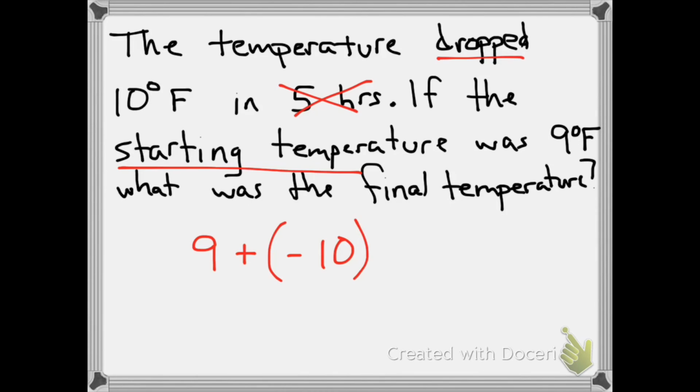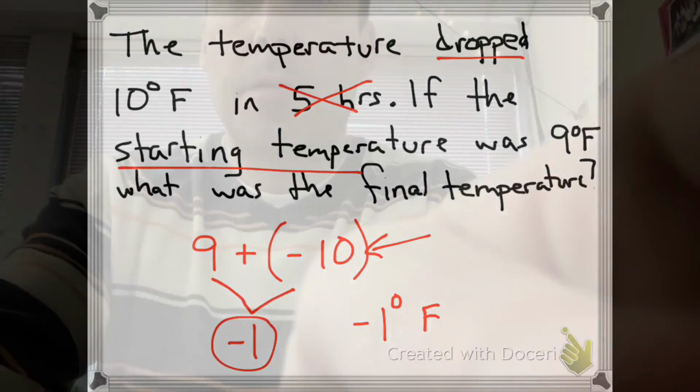So once again, the signs are different, right? The different signs indicate that we're going to subtract. 10 minus 9 is 1. And because this is the larger number, it ends up going to be -1. So our final temperature is -1 degrees Fahrenheit.